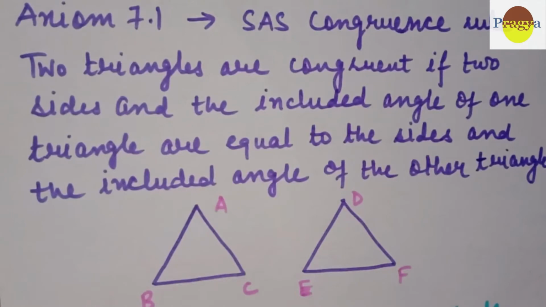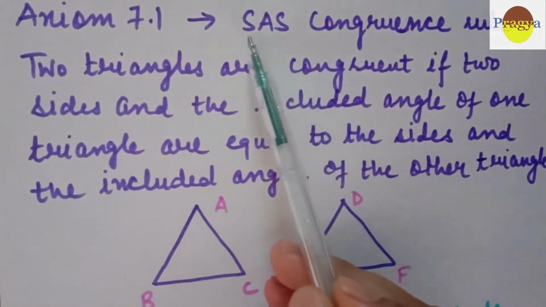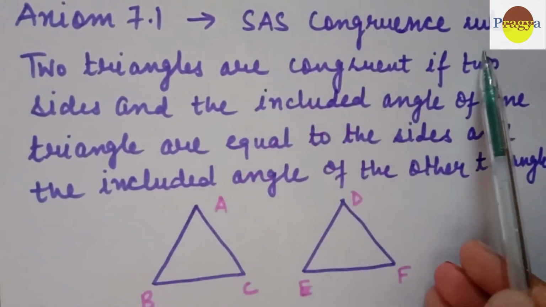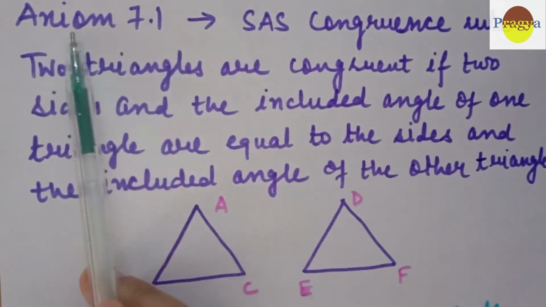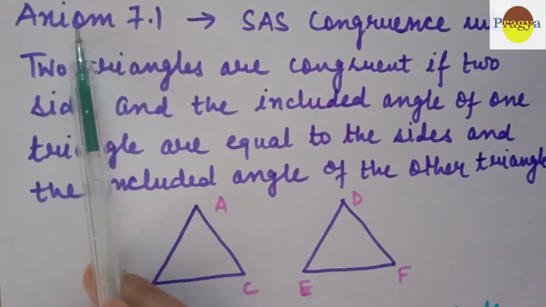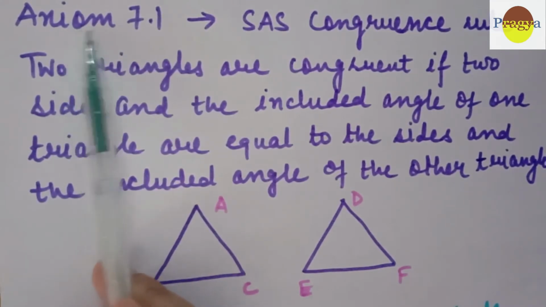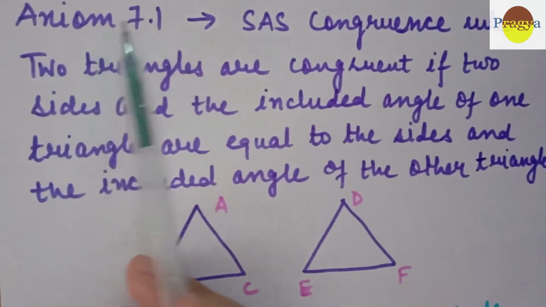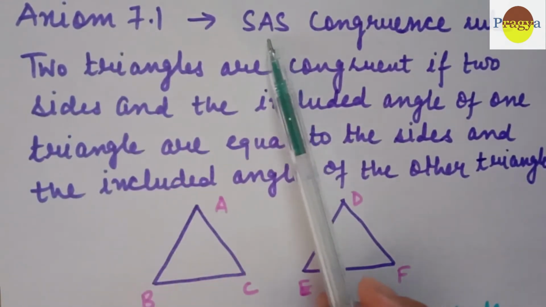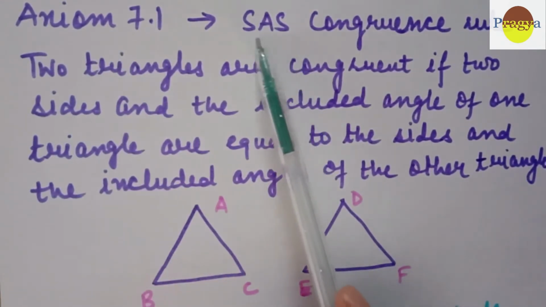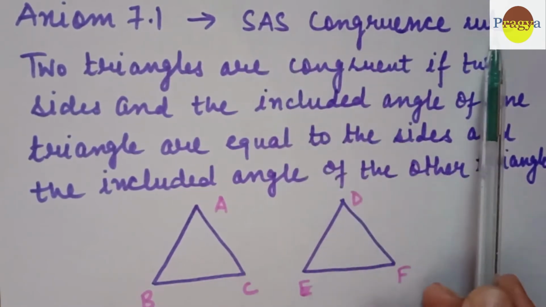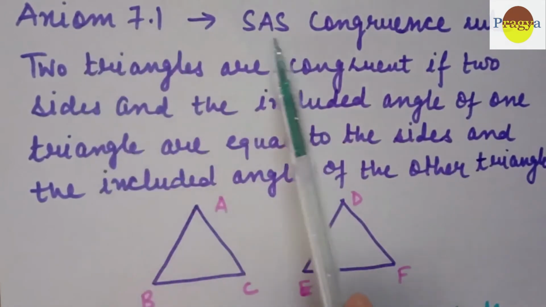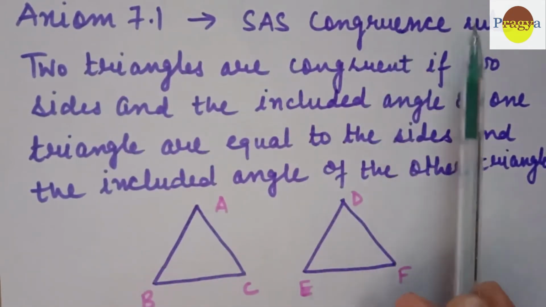First criteria of congruency is the SAS congruence rule, which we call axiom 7.1. I already explained to you in your previous chapter that axioms are those statements which are universal truths and do not have any proof, and we can't prove them. So our mathematicians, for starting the congruency of triangles, took the SAS congruency rule as an axiom. What is the SAS congruence rule?